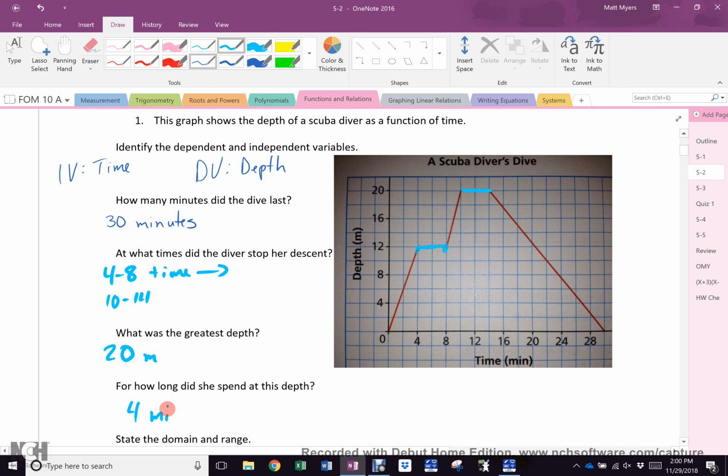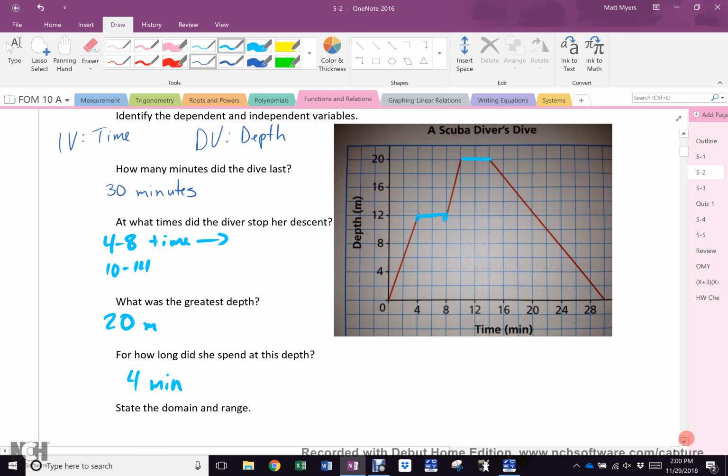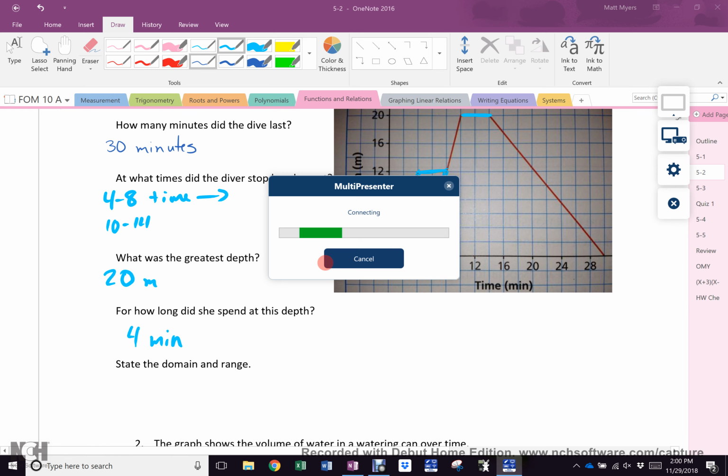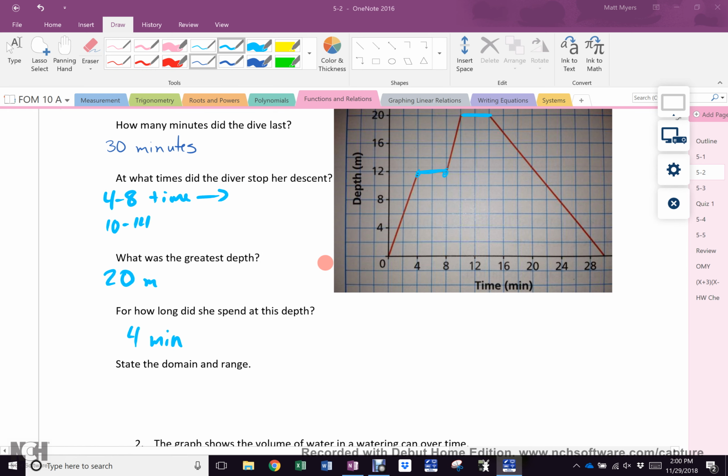All right. How long did she spend at that depth? 4 minutes. Wonderful. And finally, here's where you're going to make your first mistake, I think. That's okay. What's the domain and the range? 0 less than or equal to time less than or equal to 30.